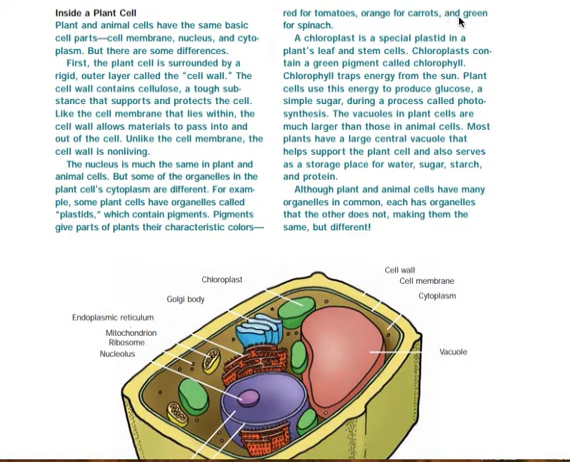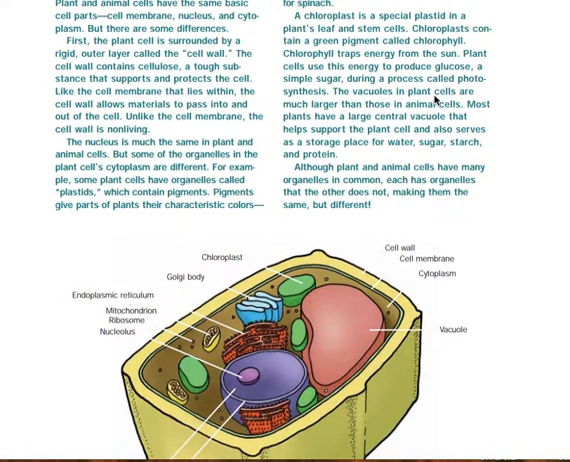Red for tomatoes, orange for carrots, and green for spinach. A chloroplast is a special plastid in a plant's leaf and stem cells. The chloroplasts contain a green pigment called chlorophyll. Chlorophyll traps energy from the sun. Plant cells use this energy to produce glucose, a simple sugar, during the process called photosynthesis.